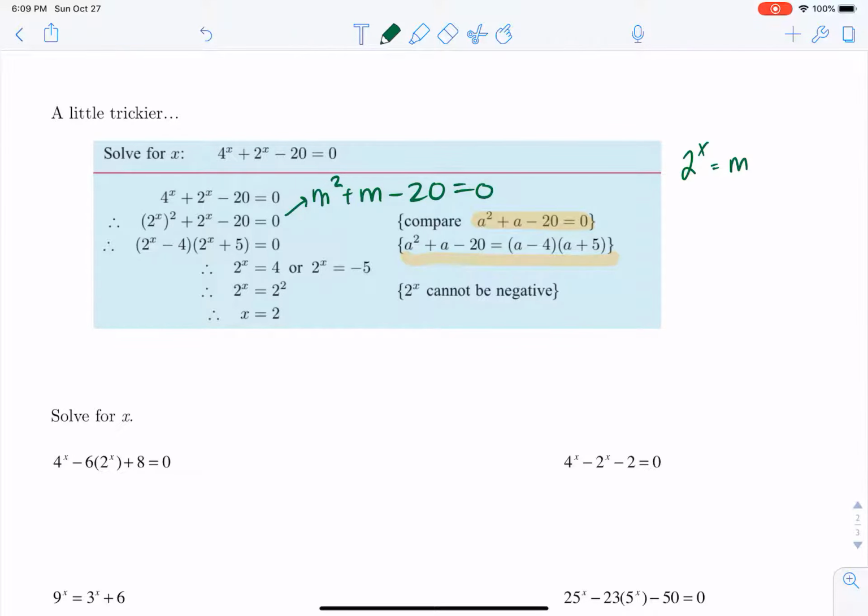You can see that they went ahead and factored here. They factored as m minus 4 and m plus 5 is equal to 0. Then they went back in and plugged in 2 to the x for m, and here they were able to solve. I know that 2 to the x can't be negative, so that one will not produce any real values. That's how we ended up with x is equal to 2.